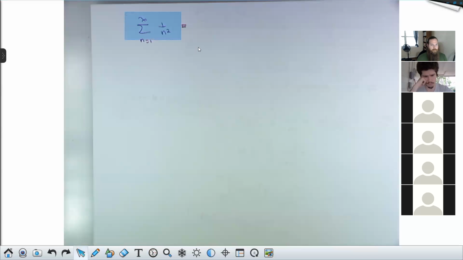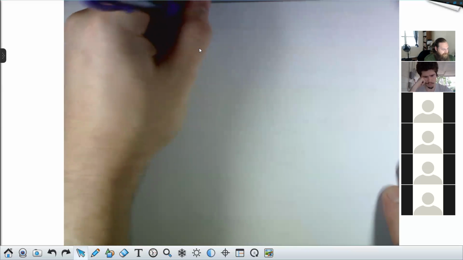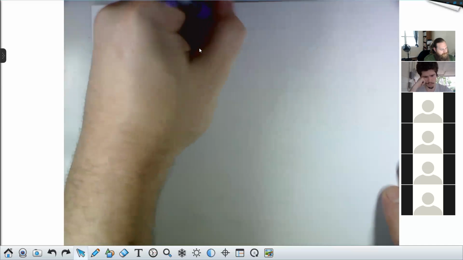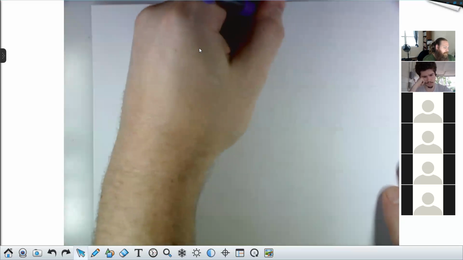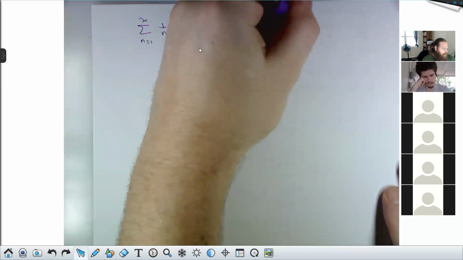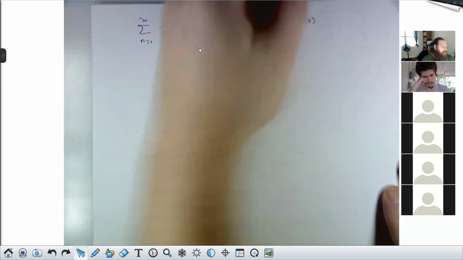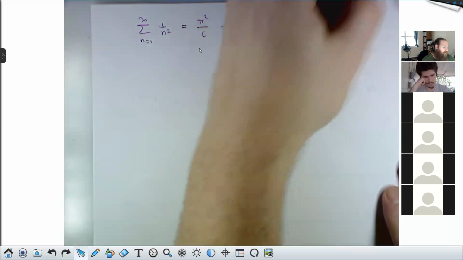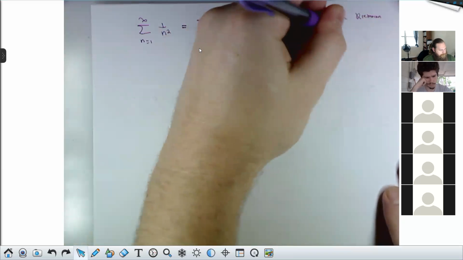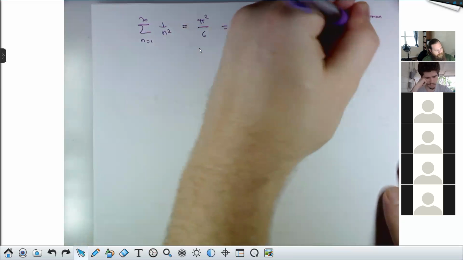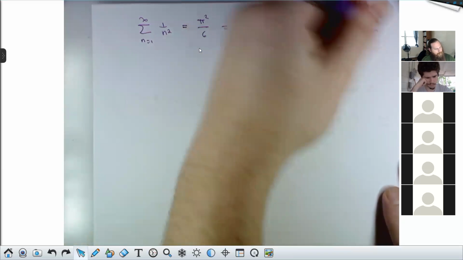Is anybody familiar with this guy? This isn't the pi squared over 6 thing, is it? Yes, it is. This is pi squared over 6, aka zeta of 2, where zeta of s is the Riemann zeta function. You actually have a homework problem about this.